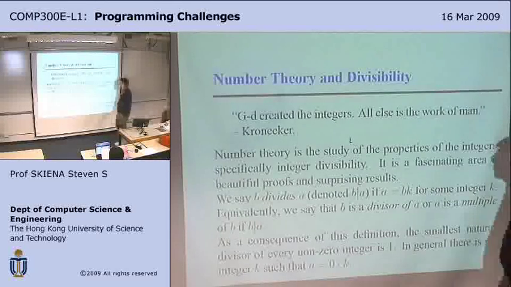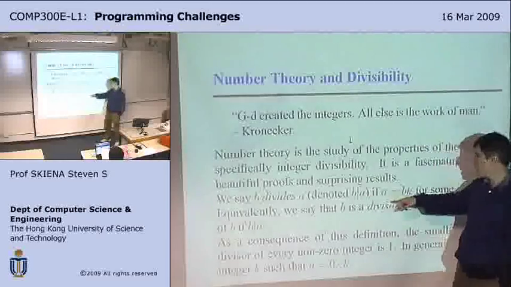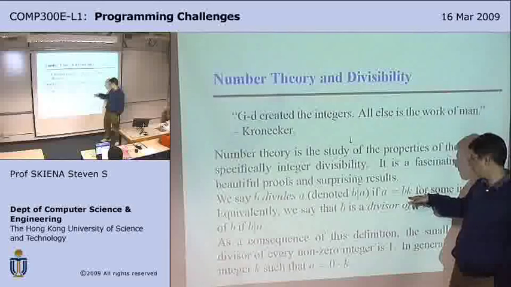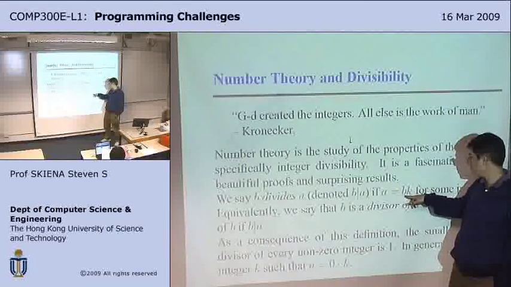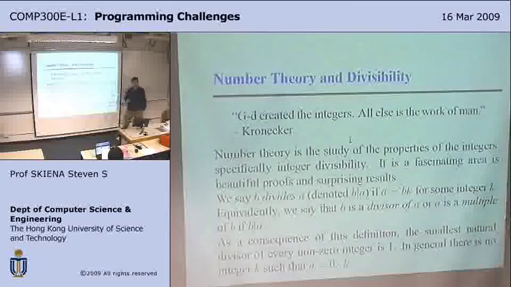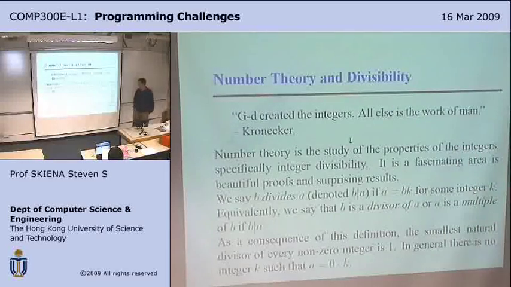So when we say that B divides A, that means that A is a multiple of B, which means that A is equal to B times K for some integer K. Any questions about that? Alternately, we can say that B is a divisor of A, or A is a multiple of B. Any questions?